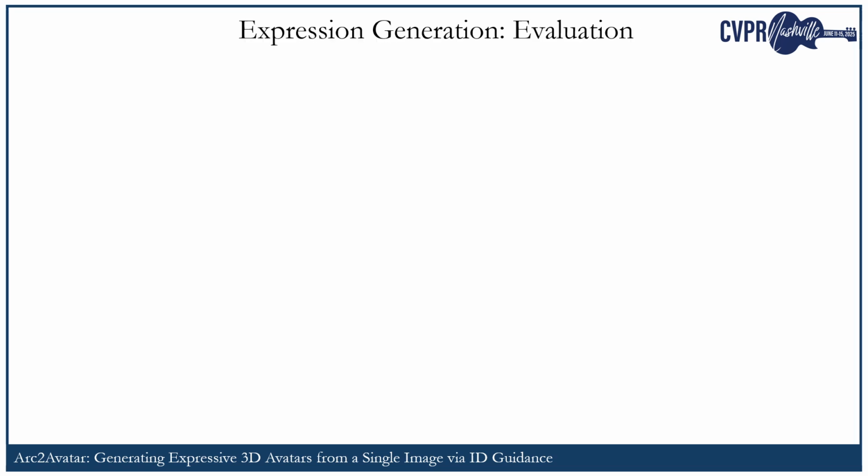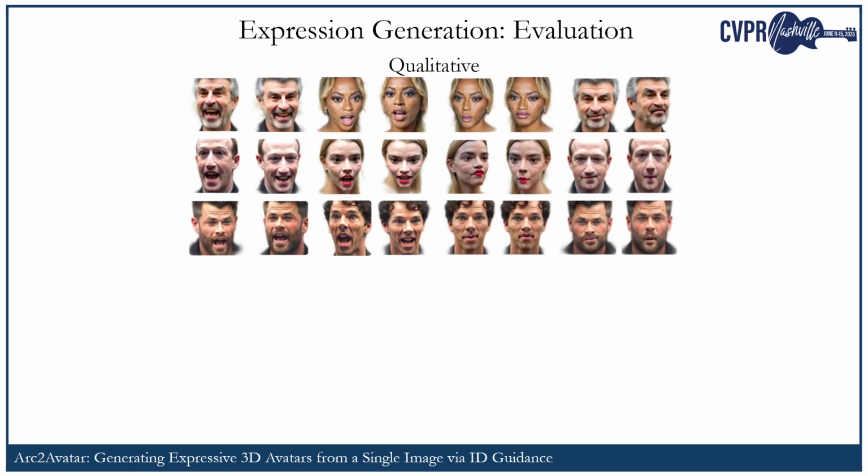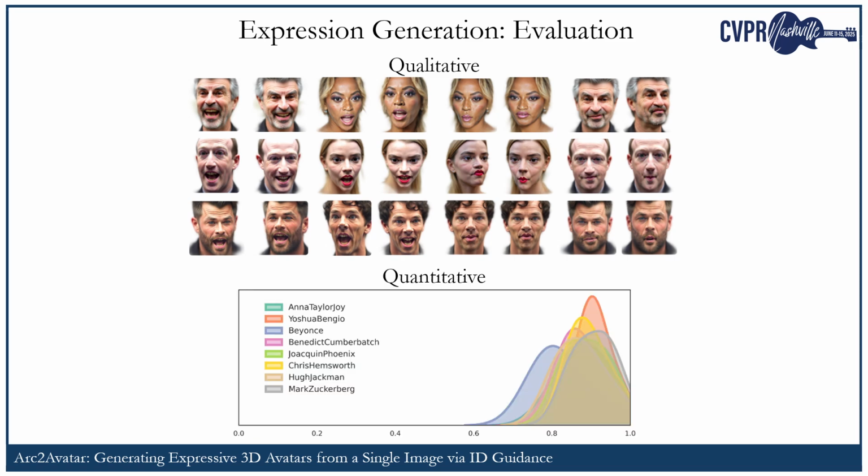Regarding expressions, we utilized a subset of the challenging COMA expressions and applied a correction strategy for open mouth poses to evaluate both qualitatively and quantitatively. Our results clearly demonstrate that the generated expressions are highly realistic even for these challenging cases. Moreover, our correction strategy produces exceptionally realistic open mouth expressions. For the quantitative analysis, we assessed identity consistency by measuring the similarity between expressive renderings and their neutral counterparts. We computed the distribution for 8 evaluated celebrities, with our method once again achieving both high scores and low variance.